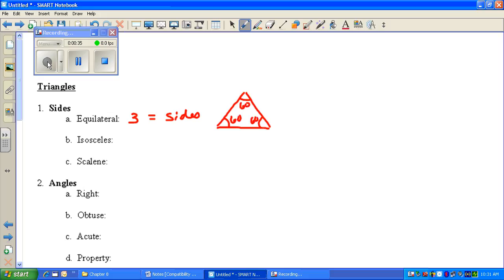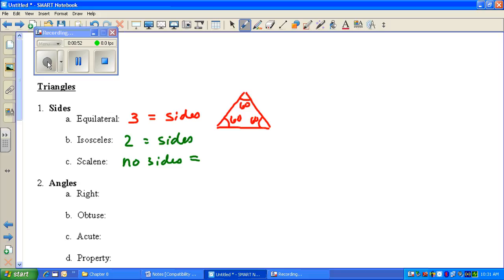An isosceles then is when I have two equal sides. So these sides are equal in length, and then a scalene is when I have no sides equal. So we're going to classify triangles as equilateral, isosceles, or scalene.